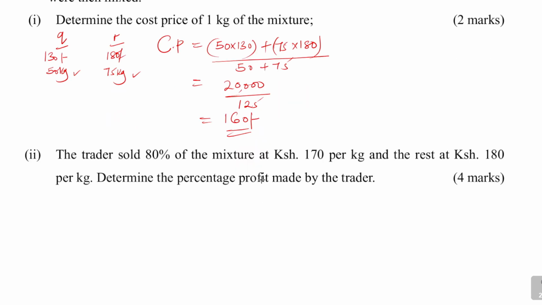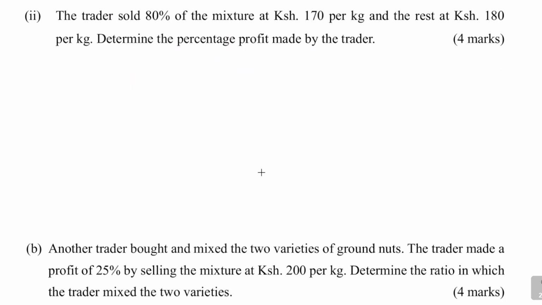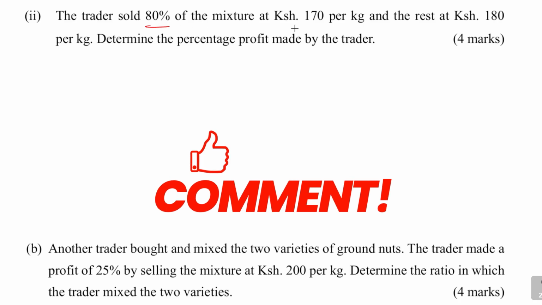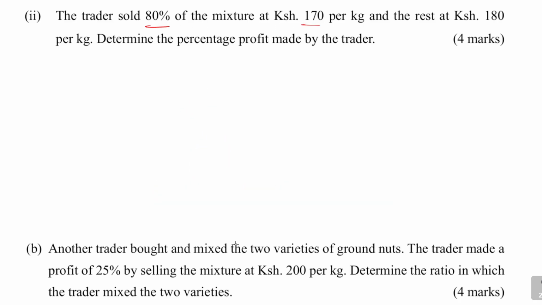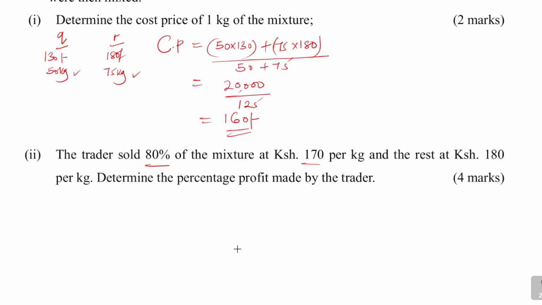We go to part 2. The trader sold 80% of the mixture at 170 per kg and the rest at 180 per kg. Determine the percentage profit made by the trader. So the trader sold 80% of the mixture at 170. Now what is the mixture? The mixture is made up of, remember, type Q has 50 kg.